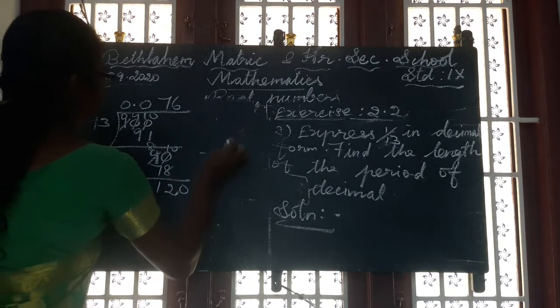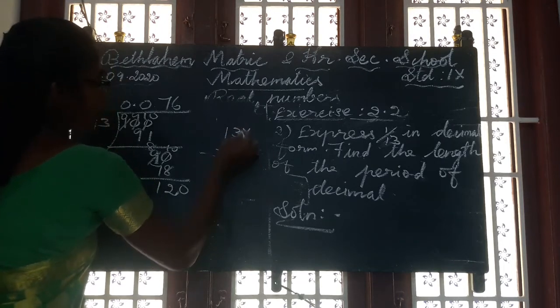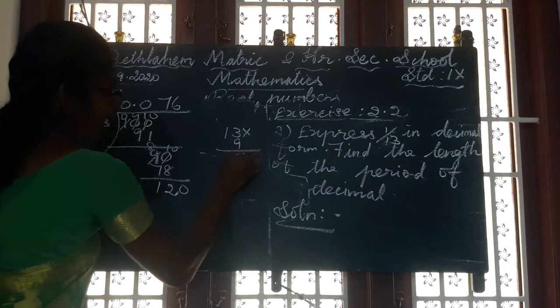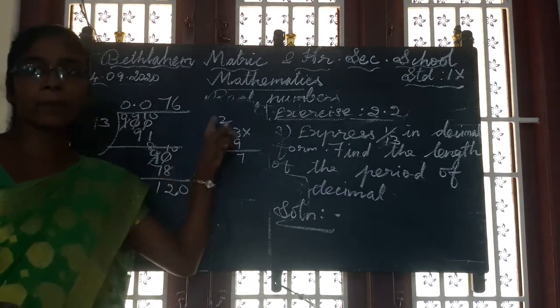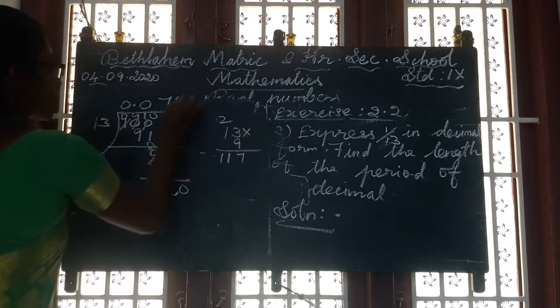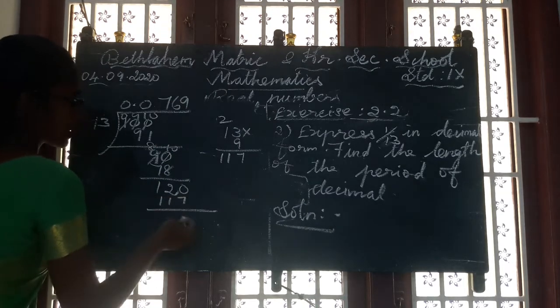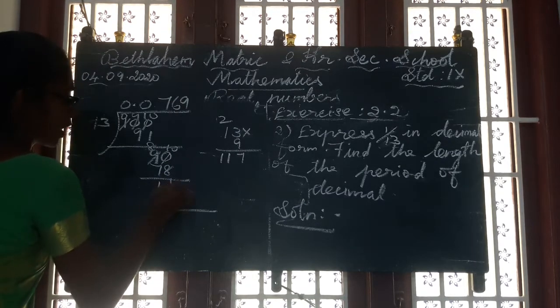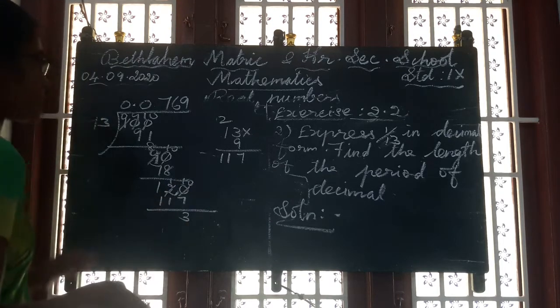How many times? 13 into 9 times means what will we get? 9 3s are 27, 2 balance. Next 1 9 is 9, 9 plus 2 is 11. So 9 times is 117. Next subtract it. Here 1 will be get, here 10 will be get. 3 is the remainder.